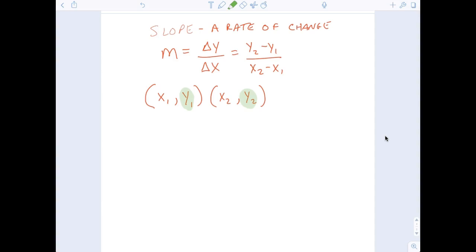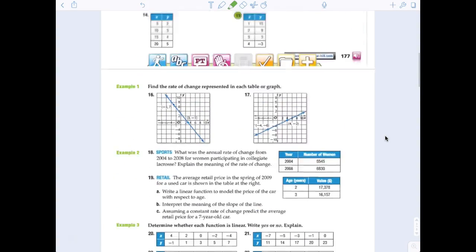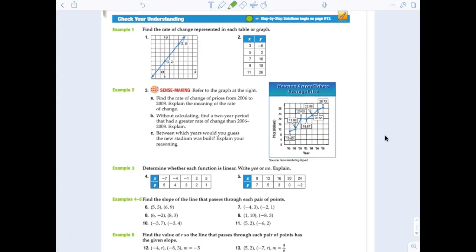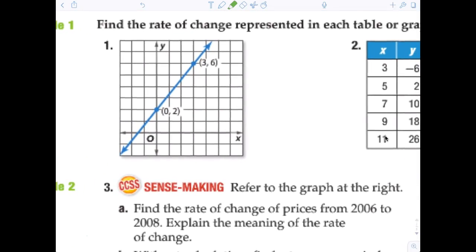All right? Now, let's put this into some context. Let's go back up to the original problem here, and we'll talk about it. All right, question number 1 says, find the rate of change. All right, so if we want to write the rate of change, I want everybody to write this down.